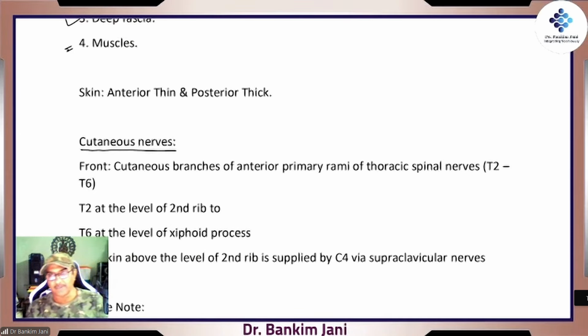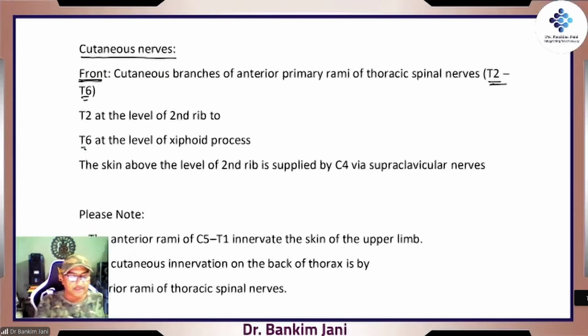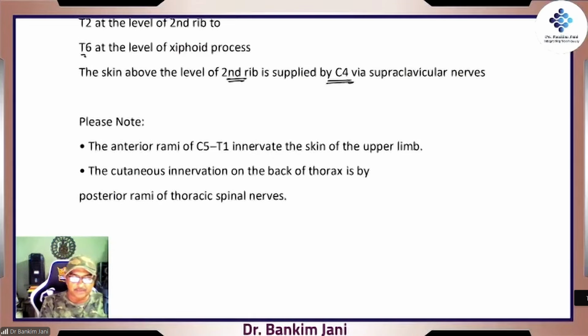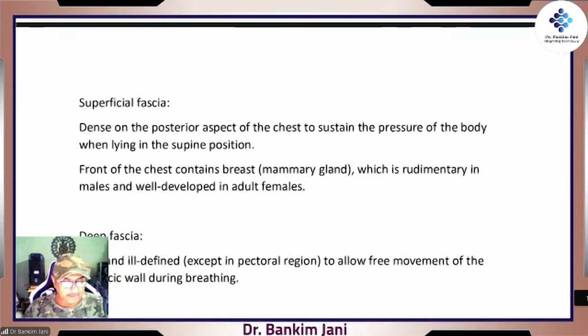Cutaneous nerves means those nerves which are supplying that particular skin. So this is the front. Cutaneous branches of anterior primary rami. We have not yet talked about what primary rami are. Right now, just think of it like this: the front is supplied by thoracic 2 to thoracic 6, and T6 is at the level of the xiphoid process. In simple words, thoracic nerves supply the front, and the skin above the level of the second rib is supplied by cervical nerves via the supraclavicular nerves. All these things will come in anatomy. So right now, cutaneous nerve is not that important. Similarly, anterior rami, you can just let it go. It has nothing to do with physiology. It is pure anatomy, so during the anatomy part we'll see.